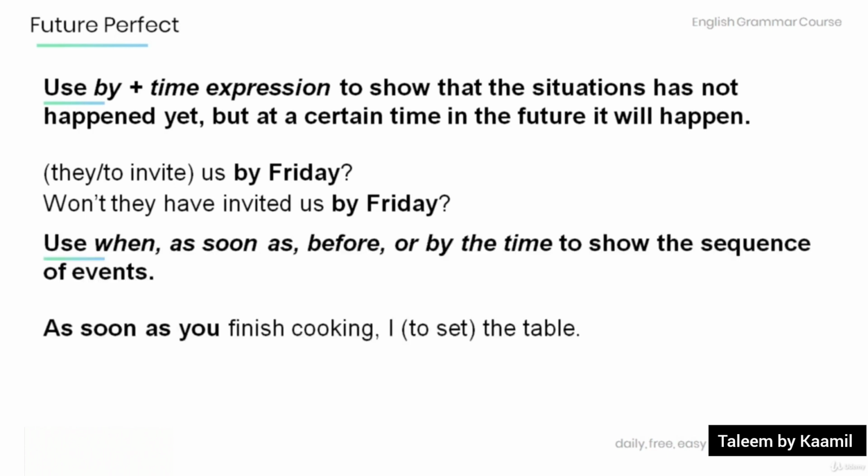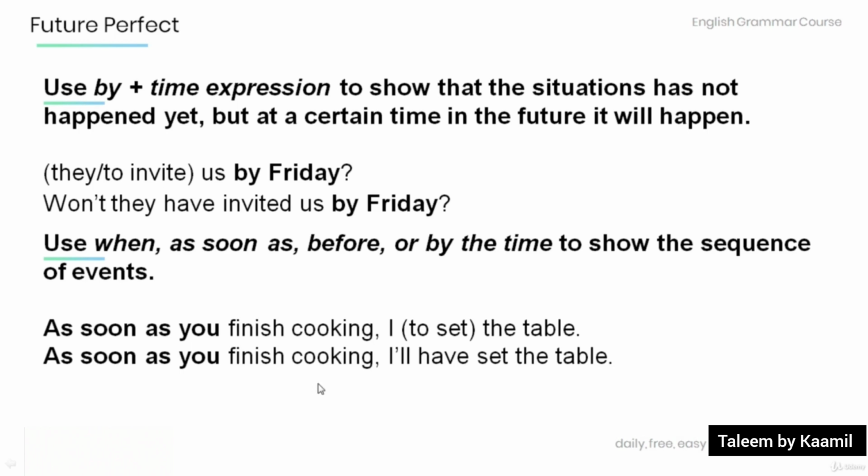Also note that we use when, as soon as, before, or by the time to show the sequence of events. Now read the sentence below and provide the future perfect form of the words in the bracket. As soon as you finish cooking, to set the table. As soon as you finish cooking, I'll have set the table.